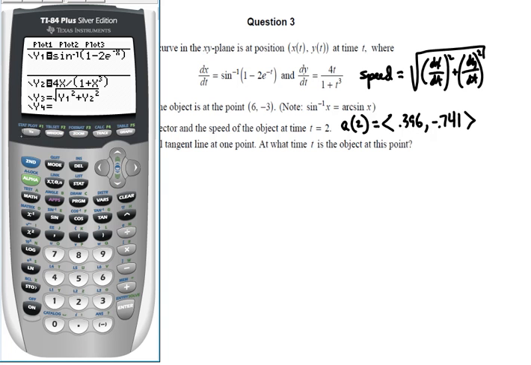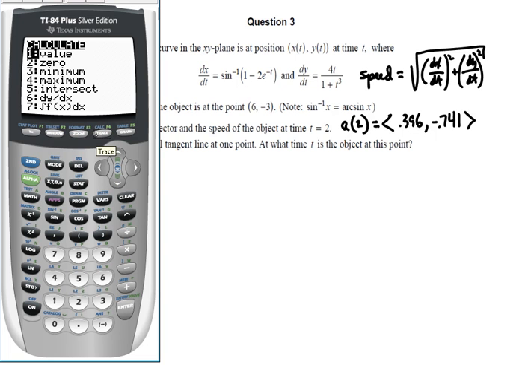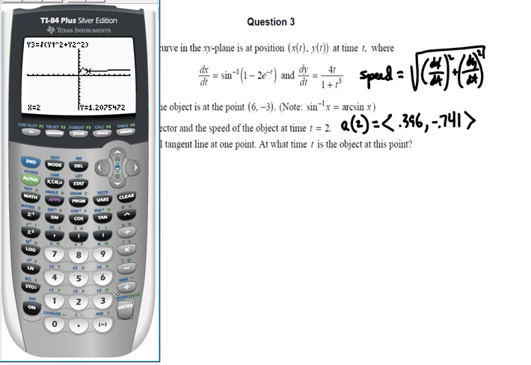In order to find the speed at that point, what I'm going to need to do is go in, turn off the other two functions, turn on the speed function, and I'm going to zoom standard once again, and it gives me that curve. And all I need to do now is find the value of this function, because it is the speed function. The value at time t equals 2 is 1.208, rounded to 3 decimal places.